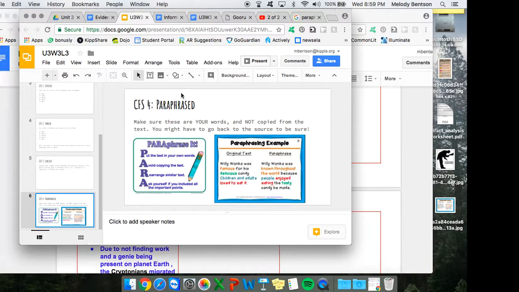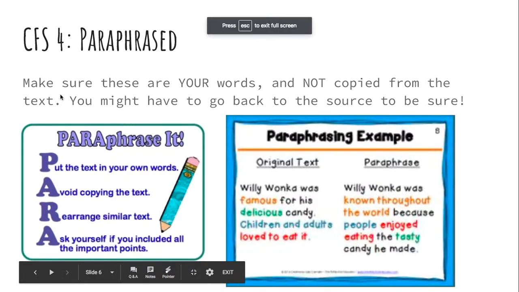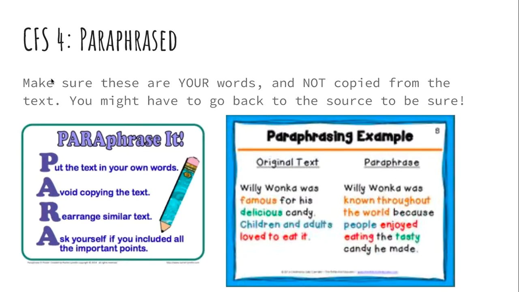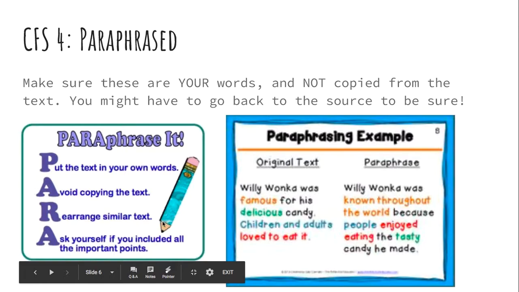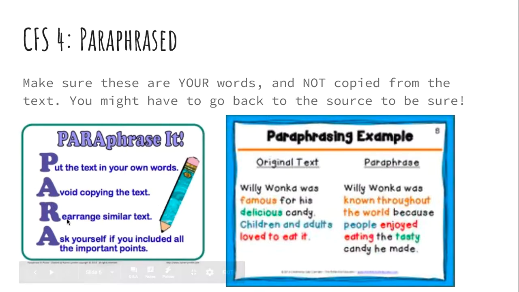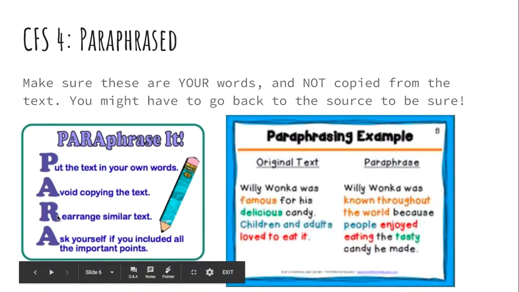And the very last criteria for success, and probably the most important one, is that it is paraphrased. This means you're making sure that these are your words and not copied from the text. You might have to go back to the source to be sure. So here's a little anchor chart of what it means to paraphrase. Put it in your own words. Avoid copying the text. Rearrange similar text. Ask yourself if you included all the important points.